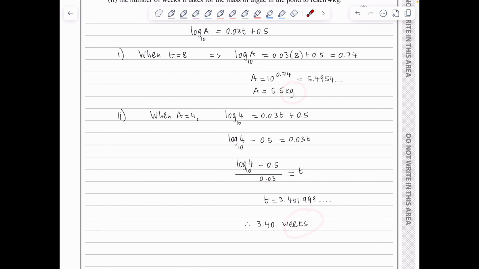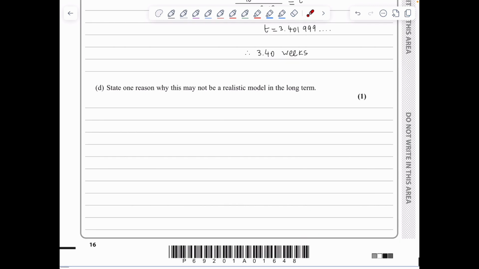And in part D, we need to state one reason why this may not be a realistic model in the long term. Well, we are looking at an exponential term, so as t goes to infinity, so in the long term, A goes to infinity. This means that the model is predicting unlimited growth, which is unrealistic.